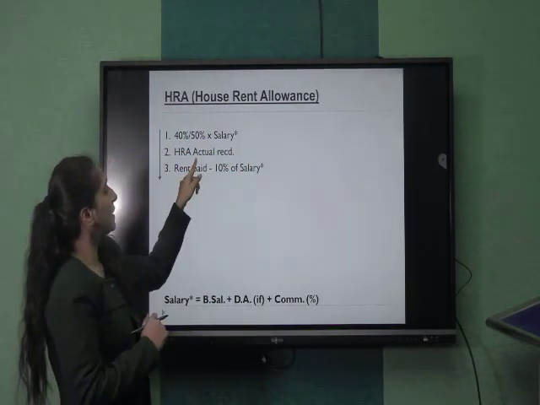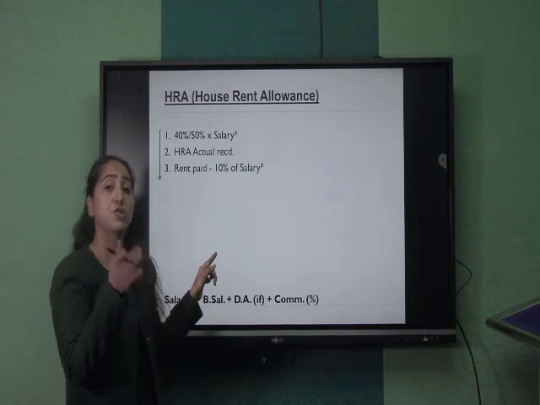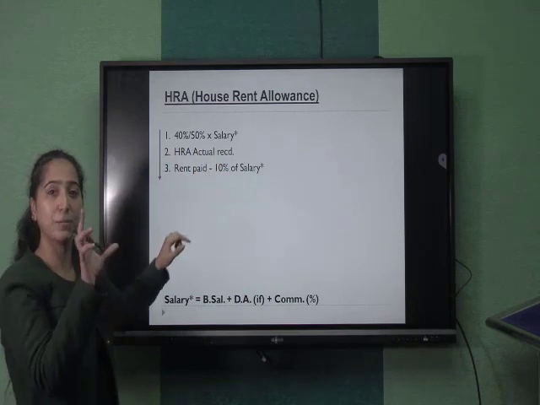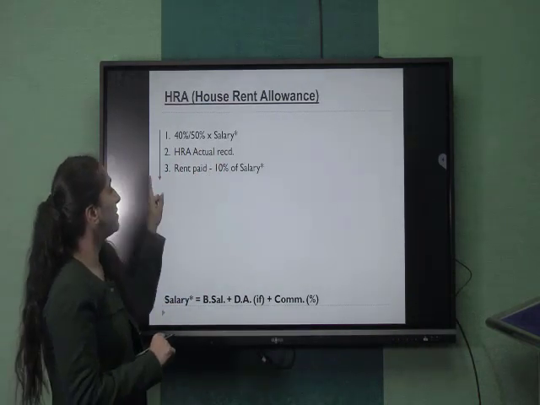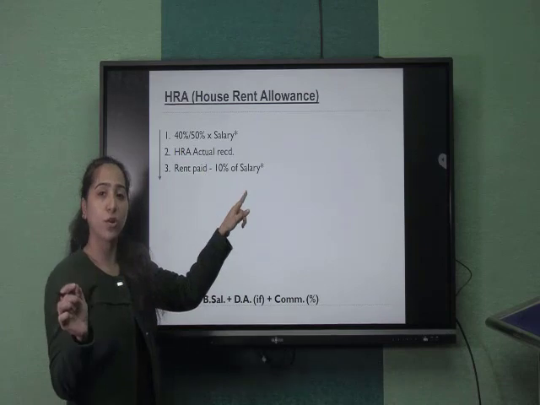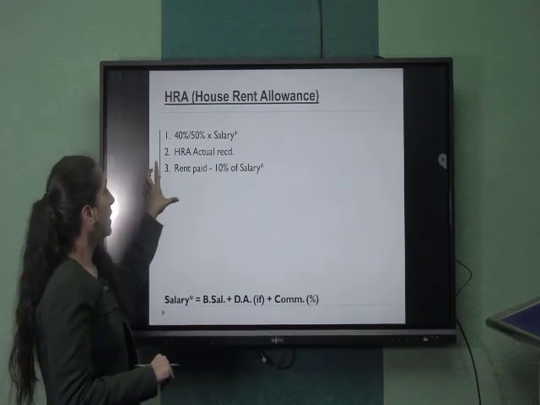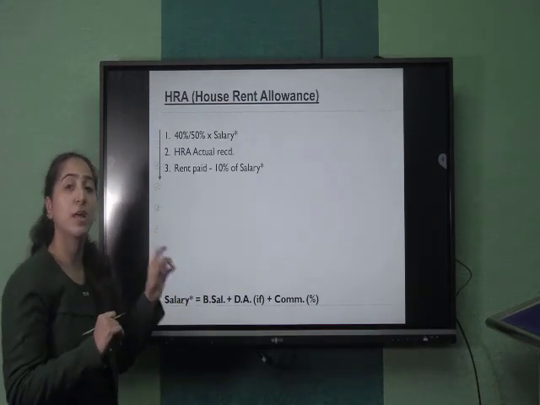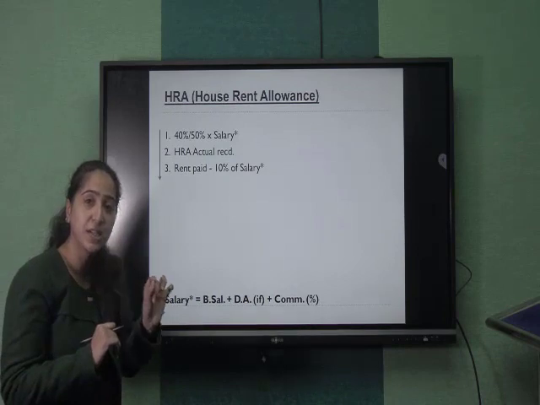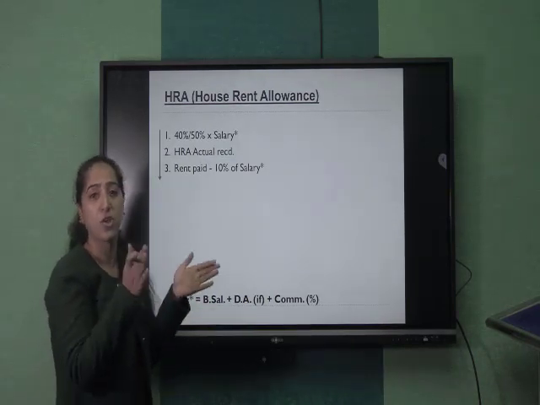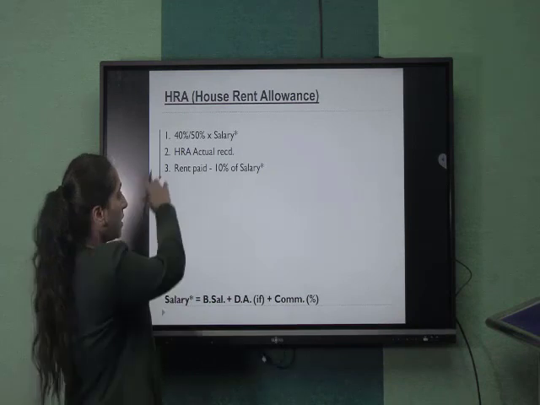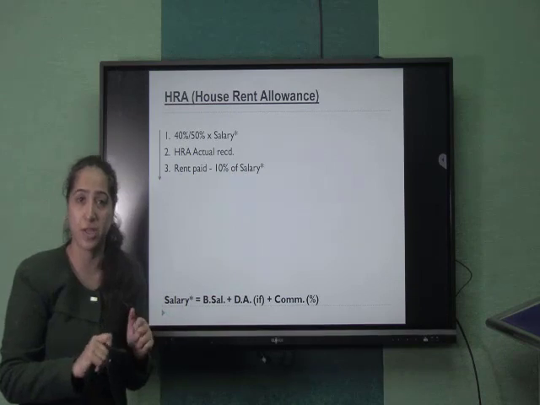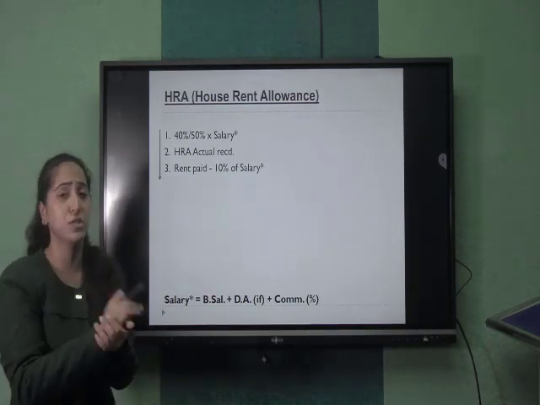After that, we will find out another component, which is the HRA actually received by the employee. So whatever HRA the employee has received, that will be our second component. Third would be rent paid minus 10% of the salary, or 1/10 of the salary. After finding these three figures, we will take the minimum figure, which will be considered as exemption from the HRA actually received. Now we see that there is a salary term mentioned here, 10% of salary or either 40 or 50% of the salary.